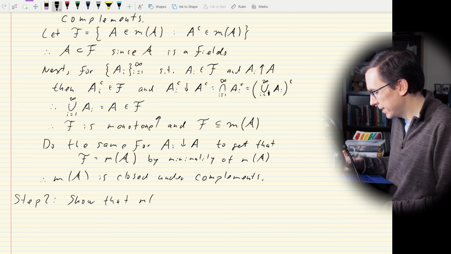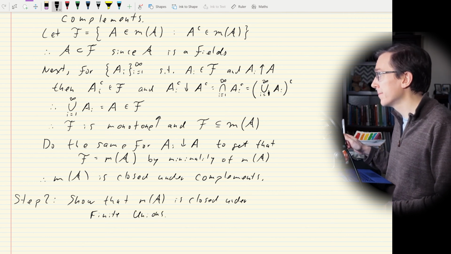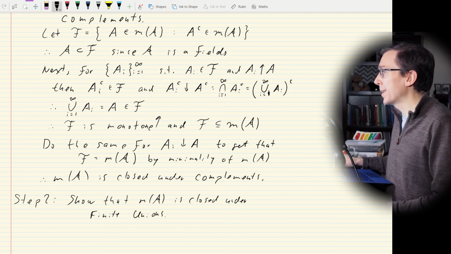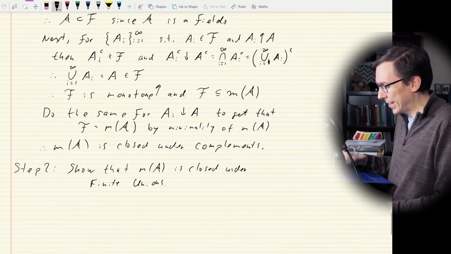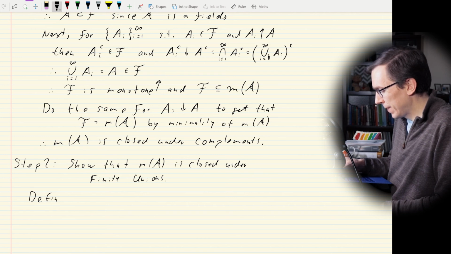Step 2, show that MA is closed under finite unions. Okay, so how are we going to do that? We're going to define another collection of sets. We define a new collection, which is going to be, how do I do a script G? Script G, I guess, looks like that.